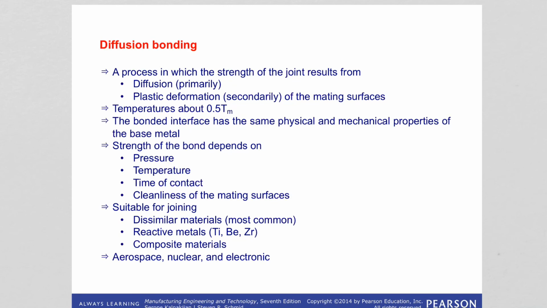If we are joining the same metals, the bonded interface will be exactly the same, with the same physical and mechanical properties as the base metal. The strength of the bond depends on, as you can imagine, the pressure, temperature, time of contact, and cleanliness of the surfaces, which is very important. And you might expect that if different materials are joined, brittle intermetallic compounds can again form in this process.